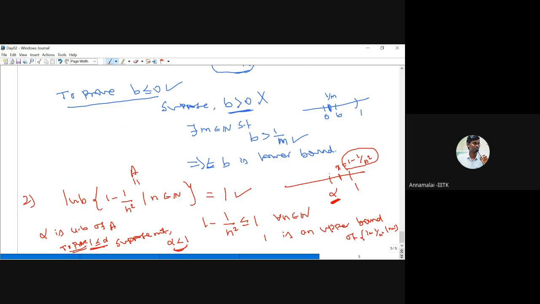Now, what is the guarantee that you will get an element like 1 minus 1 by n square between 1 and alpha? Think about it: what is the guarantee that there is at least one n such that 1 minus 1 by n square is bigger than alpha? But alpha is less than 1, we know that, and alpha is an upper bound. Just think about it and then you solve it.